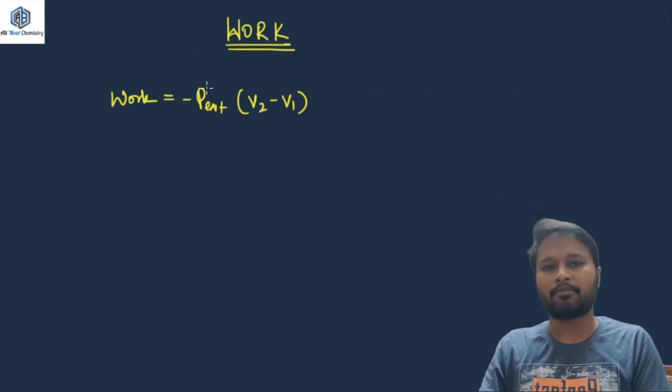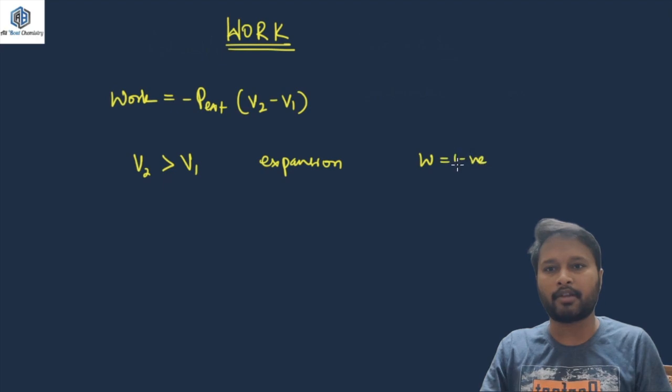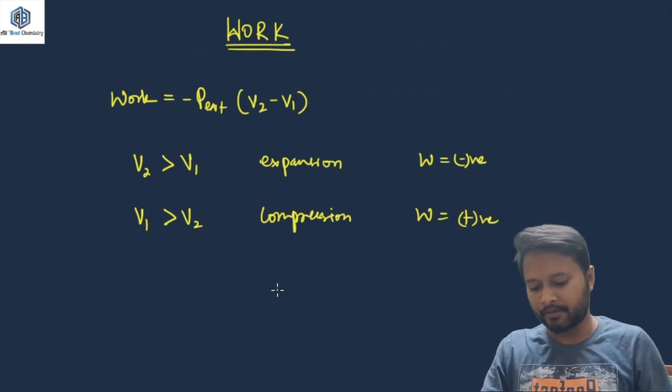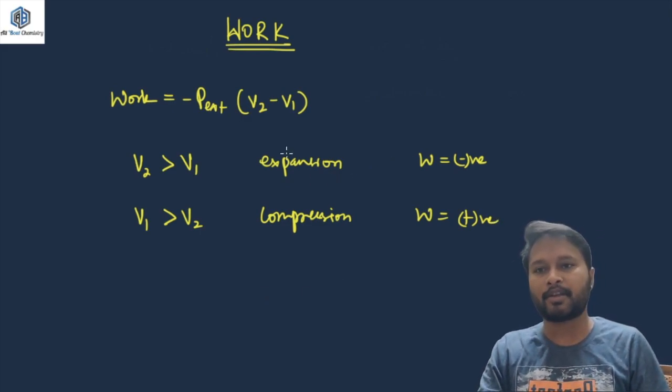Now there can be two things. Either V2 is greater than V1, which happens when there is expansion, and in that case your work done will be negative. Or V1 is greater than V2, which happens when you have compression, and in that case your work done will become positive. So you should know that in the case of expansion the work is negative, and in the case of compression it is positive.